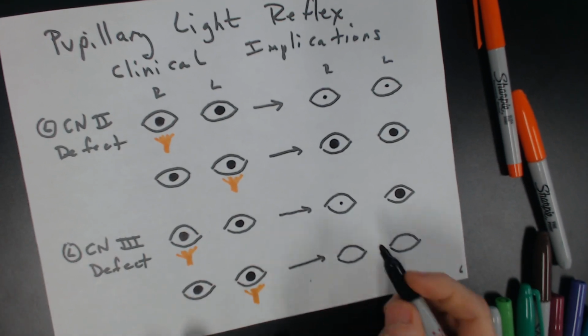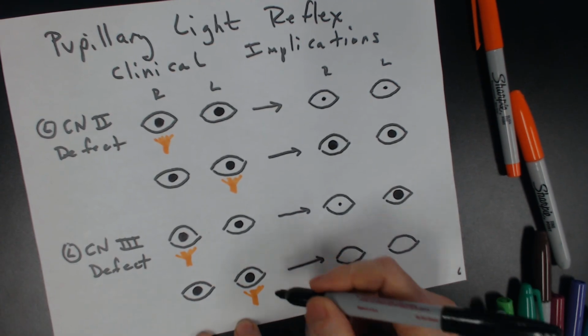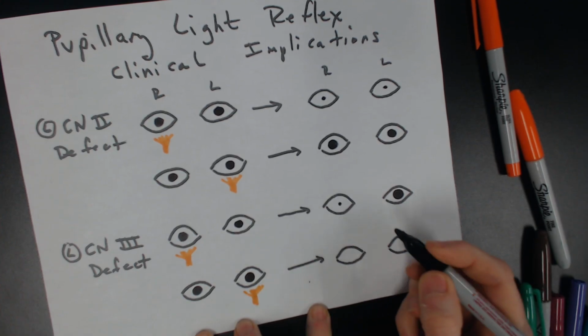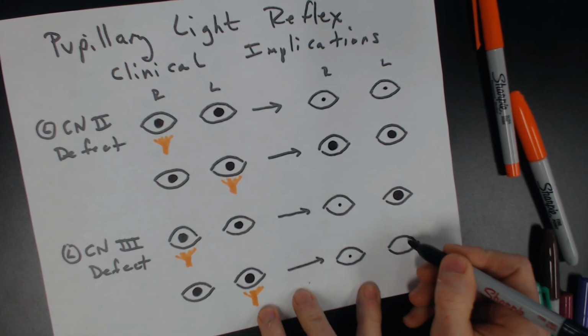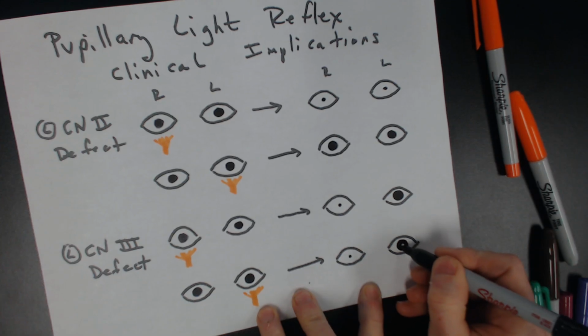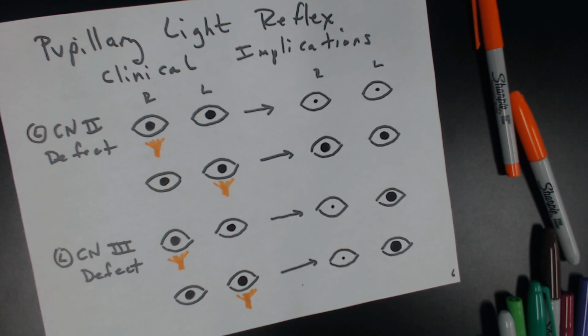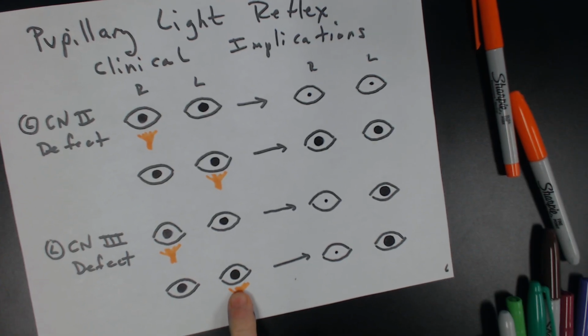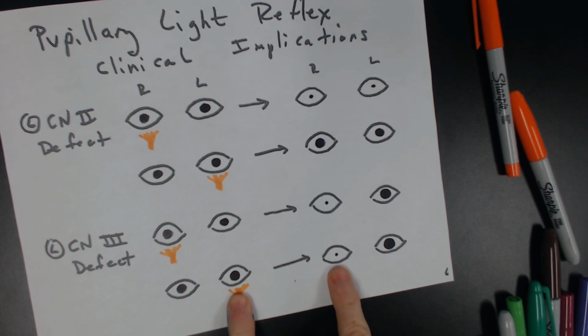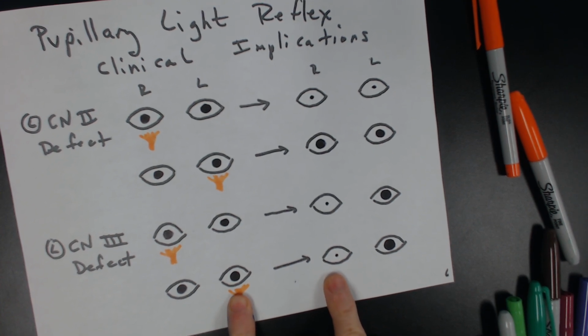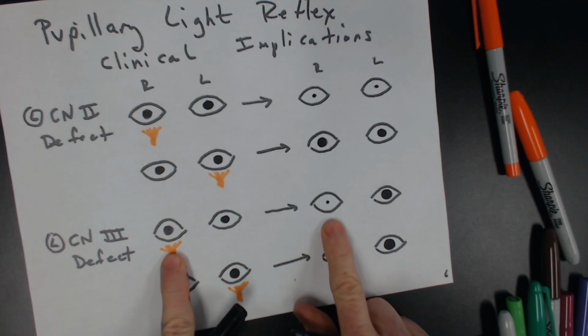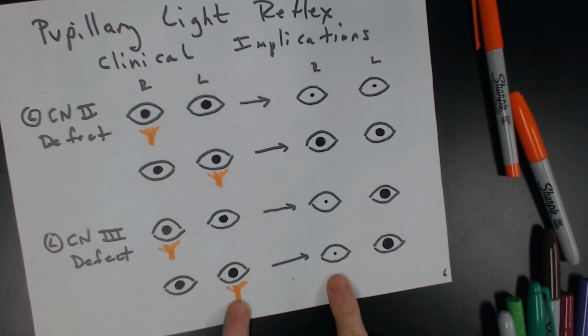So I get a left cranial nerve 3 defect. I shine the flashlight in the left eye. I get constriction of the right pupil, but I don't see any change in the left pupil because that third cranial nerve is not functional on that side. This is the consensual response. The light's getting into the system, and the right is constricting because that's the consensual response. In this case, this constriction would be the direct response, and this would be the consensual.